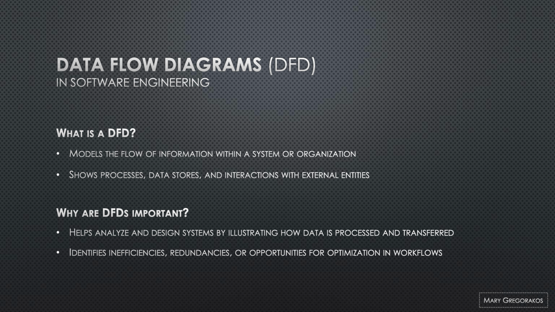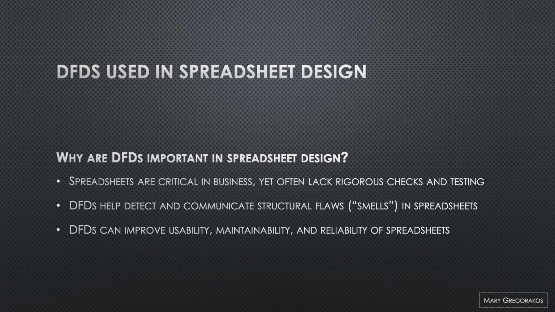They also improve communication between stakeholders by providing a common visual language. By using DFDs, we ensure systems are not only functional, but also efficient and well-designed. DFDs are particularly important in spreadsheet design because spreadsheets are widely used across businesses for critical tasks, but often lack the rigorous checks and testing typical in software development. This can lead to structural flaws or smells, and the research highlights how DFDs can detect and communicate these issues effectively. They help improve the usability, maintainability, and reliability of spreadsheets by making weaknesses more visible. In essence, DFDs offer a systematic approach to improving spreadsheet design quality.